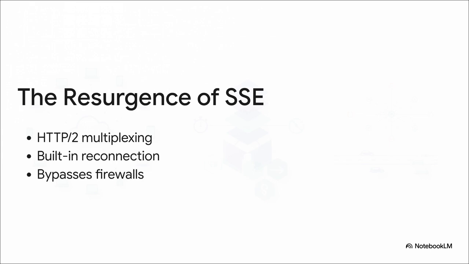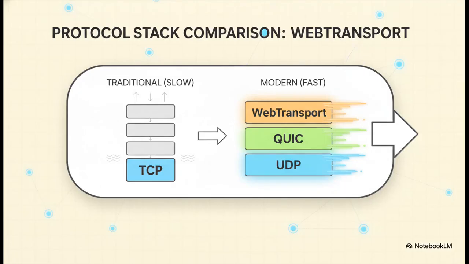SSE is brilliant because it includes built-in client reconnection handling right natively in the browser. It works flawlessly with standard caching layers, and it easily bypasses proxy firewalls. In fact, it has become the gold standard for large language model AI token streaming. It's utilized directly in the SDKs of major AI providers like OpenAI and Anthropic. It's a huge deal.